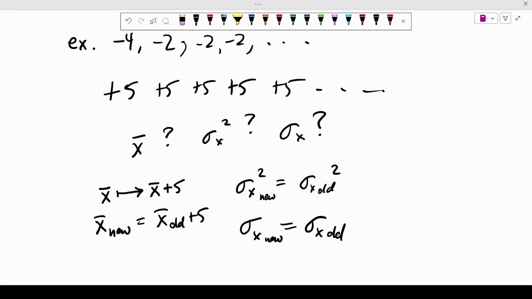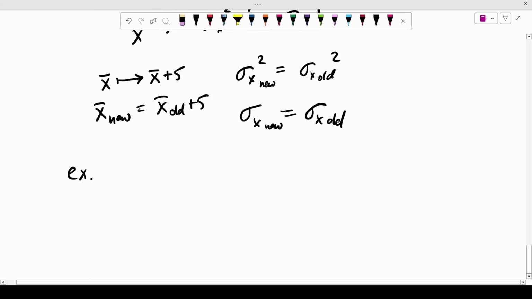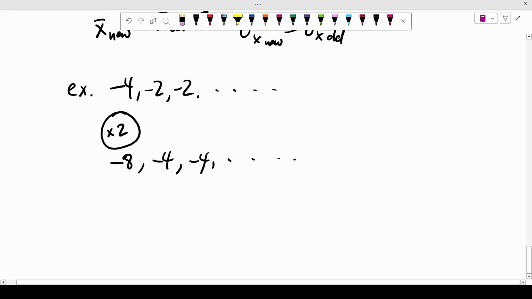Here's another question. What would happen if you multiplied everything by a constant? So this time we have the same data set, and we're going to multiply everything by, let's say, 2. So this would become -8, -4, -4, and so on. What do you think would happen to the mean? What would happen to the variance, and what would happen to the standard deviation? Try it out if you want, or just think it through.